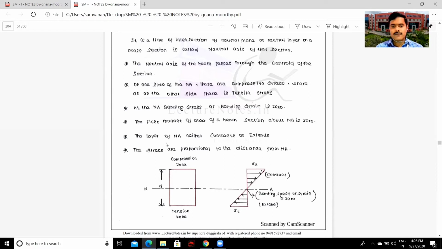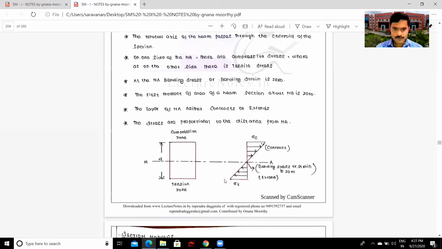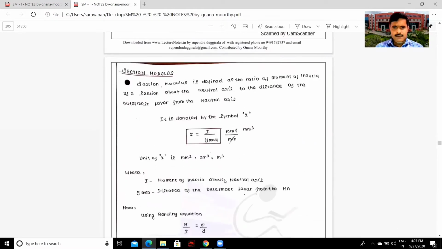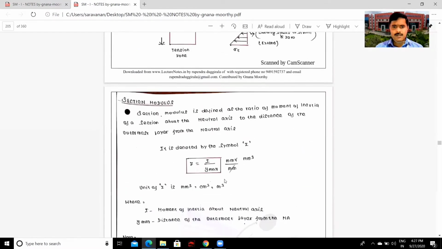Right? Therefore, the first moment of area of the beam section about the neutral axis will be 0. The layer of neutral axis, either the layer will extend or it may contract. So the stresses are proportional to the distance from the neutral axis y. Right? So this is about neutral axis.